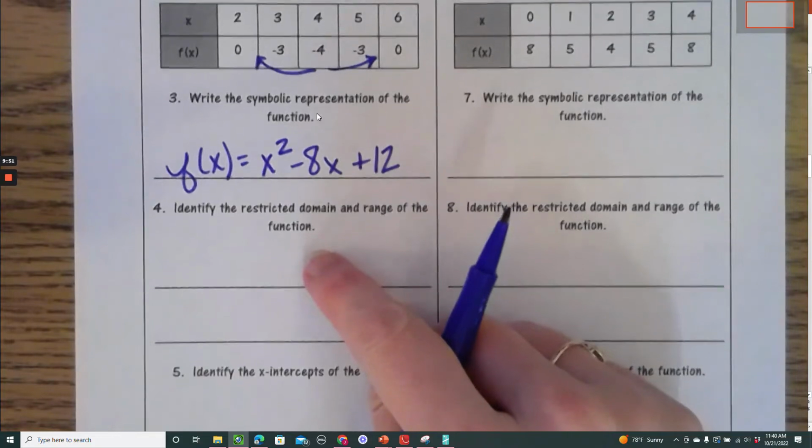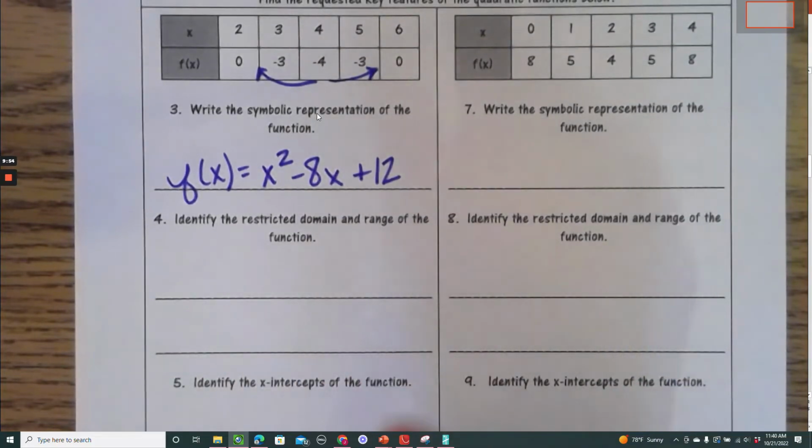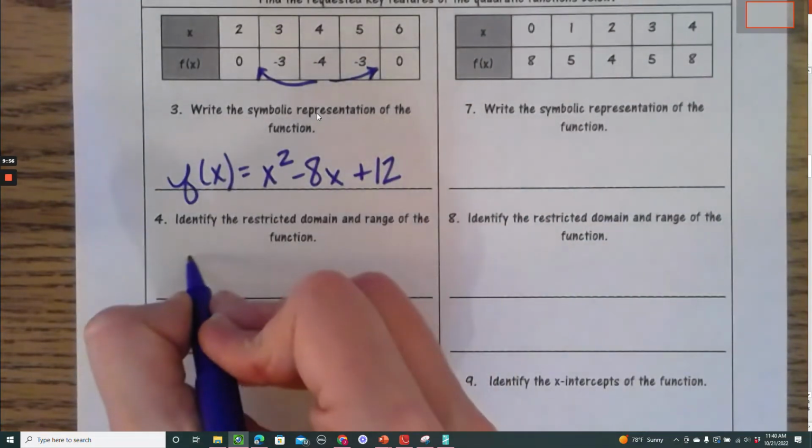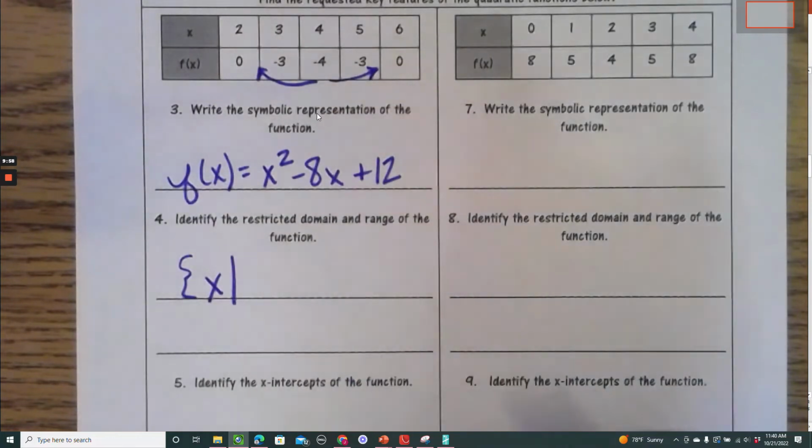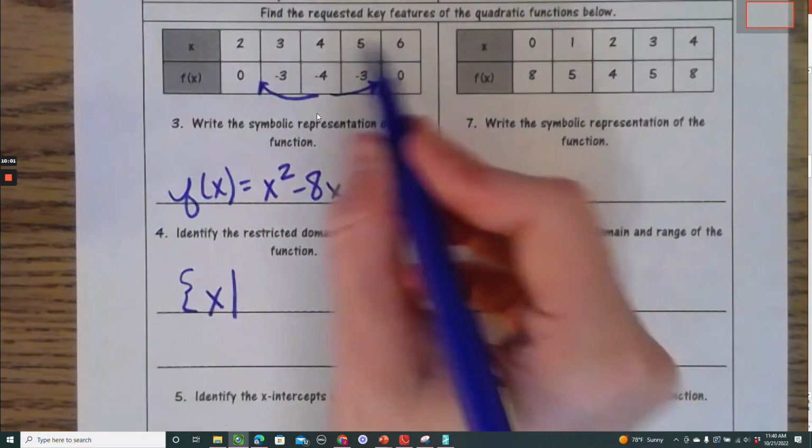All right, restricted domain and range. So just the domain and range from the table. So remember, domain is x. So X is a member of the set. So I'm going to look up here. What's my smallest X?